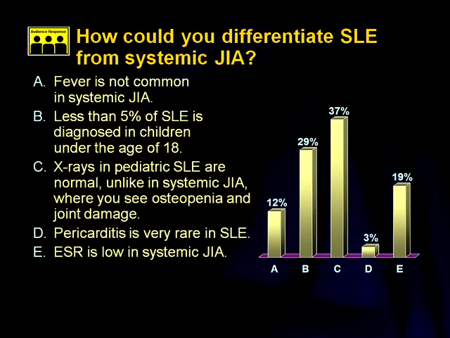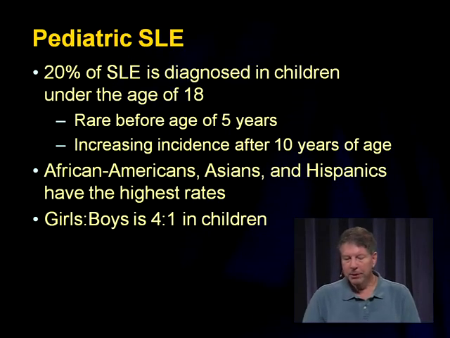Okay, everything else here is true that's listed, and we'll talk about lupus now. 20% of lupus is actually diagnosed in children under the age of 18. So for PEDS boards, you got to know it, okay? Because 1 in 5 cases of lupus are diagnosed in what we consider the prime pediatric age group, which is less than 18. It's rare before age 5, but we're seeing an increasing incidence after 10 years of age. So in those younger adolescents, we're starting to see more and more cases for some reason.